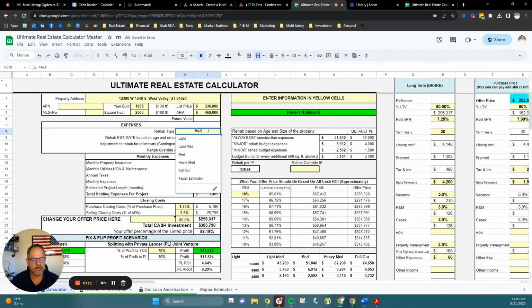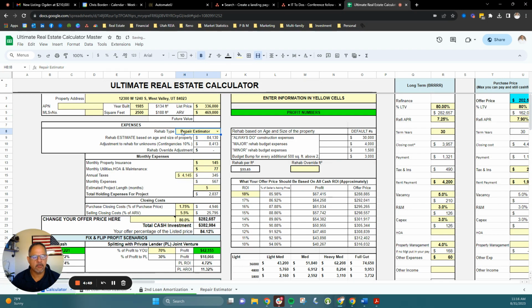Okay, and then so on and so forth with the different types of renovation that I'm putting in. Okay, now the last one we have here is a repair estimator. Last thing that we'll be looking at is the repair estimator. Now, I'll definitely go in detail about this a bit more as we get further along in the tutorial, but you can easily select this repair estimator.